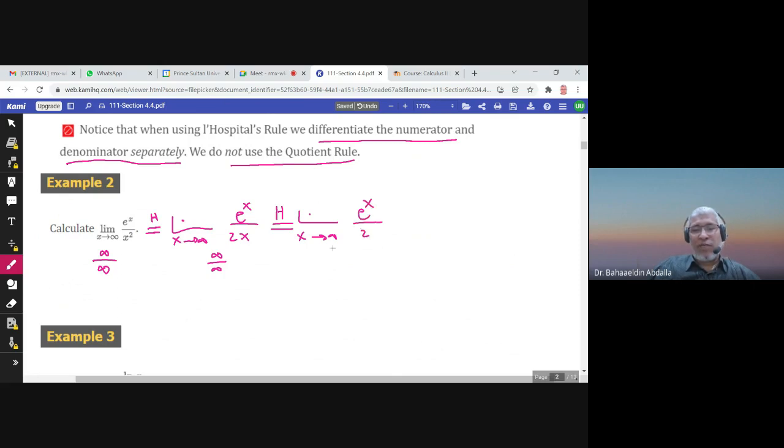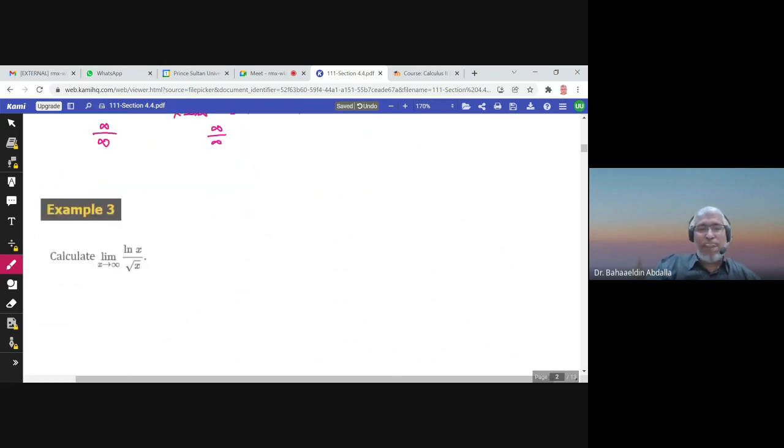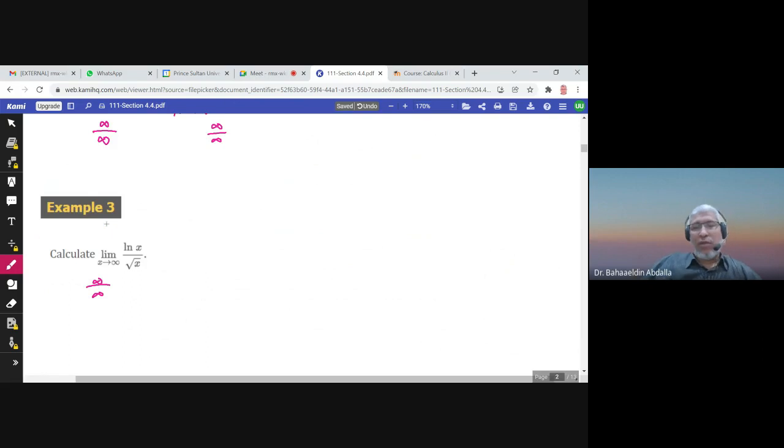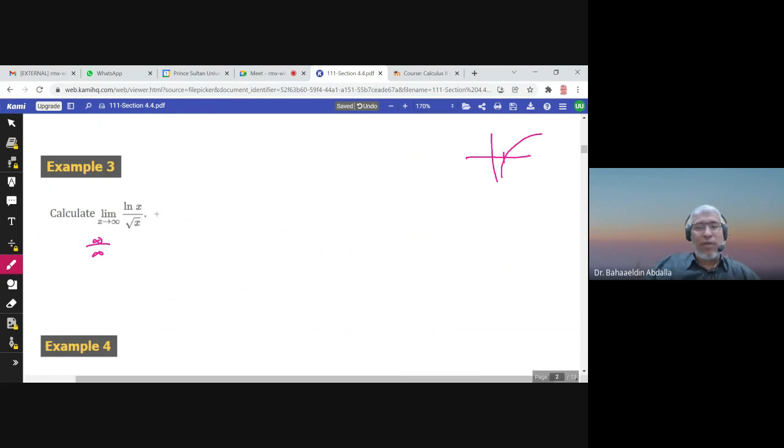Derivative of 2x is 2. Replace x by infinity. e to the power infinity, infinity over 2. Infinity over 2 is just infinity. So the answer is infinity. Next example: ln infinity is infinity. Square root of infinity is infinity. Of course, ln infinity is infinity because of the graph of ln. So I can use L'Hopital's rule.